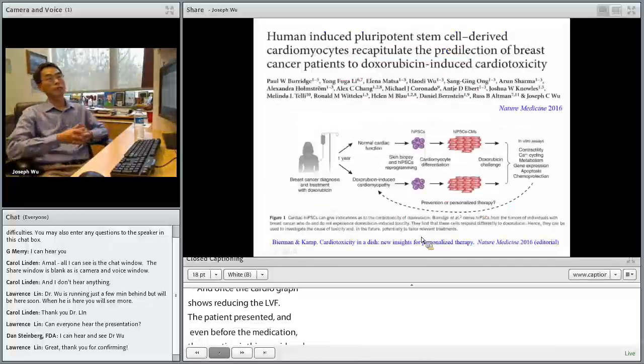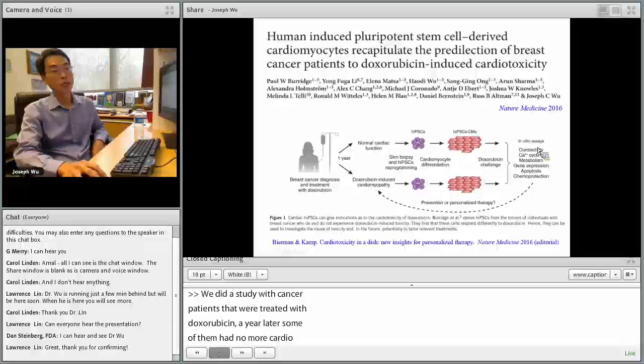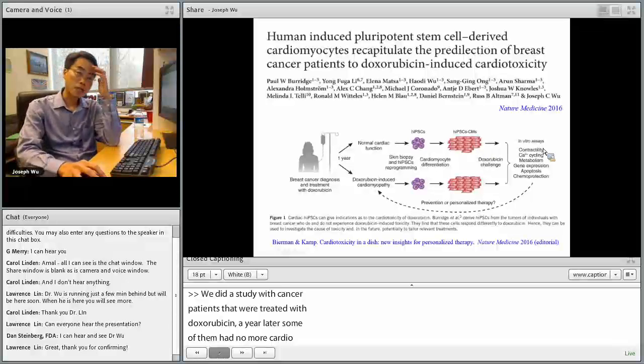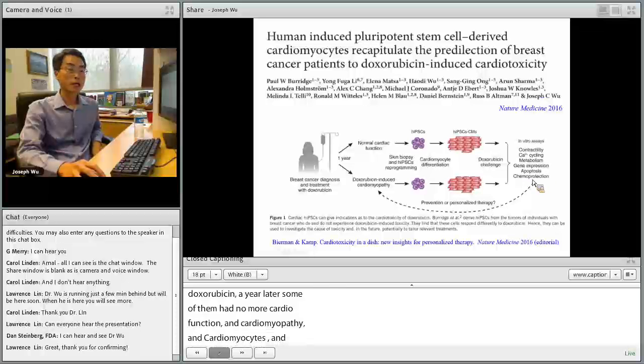More recently, we did a study in which we recruited breast cancer patients who had been treated with doxorubicin. A year later, some of them had normal cardiac function, and some of them had doxorubicin-induced cardiomyopathy. We made iPSCs, differentiated them into cardiomyocytes, and subjected them to a battery of assays, for example, contractility assay, calcium cycling, metabolism, gene expression, apoptosis, and chemoprotection assays. Then we tried to predict which of these patients will develop cardiac disease and which will not.